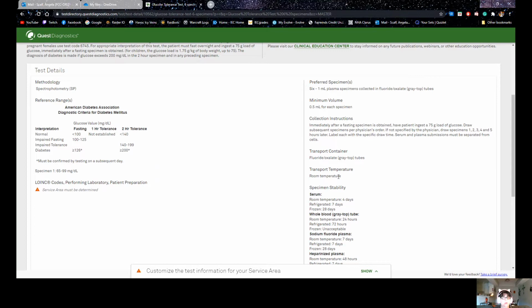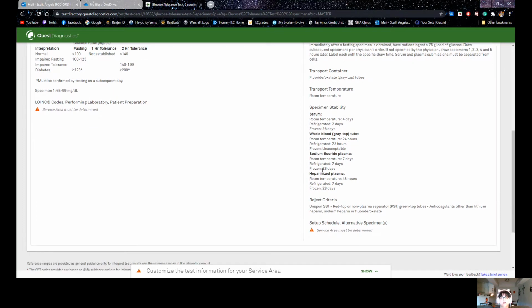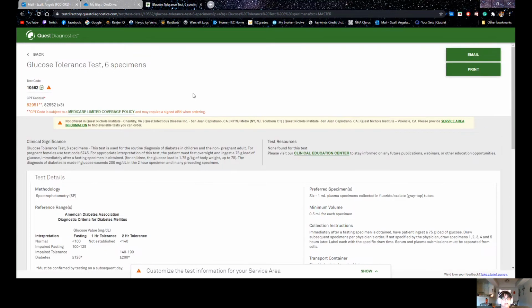It even tells you, hey, how do we transport this? Room temperature, all right? How long is it good for? And it explains to us even more in depth. This is more for lab related functions. Okay. And then it even talks about the criteria, unspun versus centrifuged. So this is excellent, you can print it, you can email it. Maybe you want to give it to your patient.